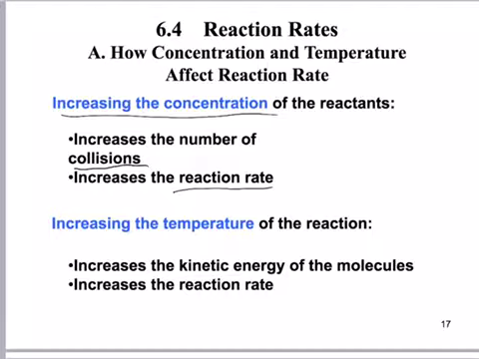Additionally, in general, if we increase the temperature of the reaction, we're going to increase the kinetic energy of the molecules. Increasing the kinetic energy of the molecules is going to do a couple of different things. It actually increases the number of collisions because they're moving faster. The faster they're moving, the more they're bouncing around. The harder they're bouncing around, the more chances there are that they're going to have a sufficient orientation and kinetic energy for the reaction to occur. That's going to increase the reaction rate.